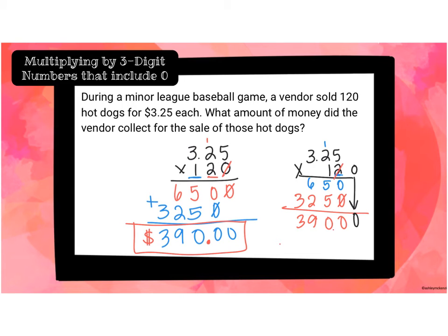Same thing here. It's just a different way of multiplying it out. But make sure that you put your decimal so that your answer is reasonable. You can use estimation. That's what we just did. I said 325 is close to what? $3. Multiply that by 120, then you can check to see if your answer is reasonable.